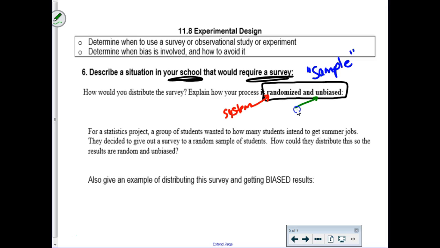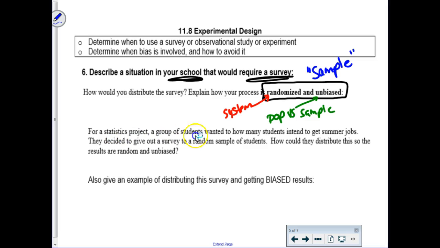So that would bias the survey results, because kids who have no interest in prom are going to be answering it. So watch the population versus the sample. That's key there. So basically you're writing me a short essay. All right, this next question.